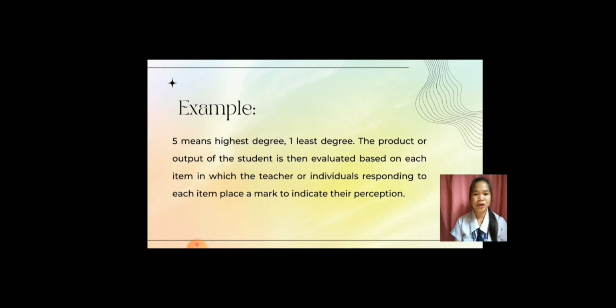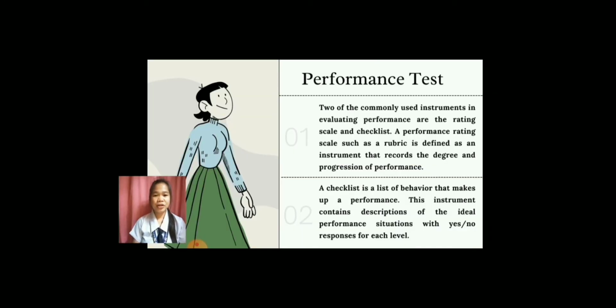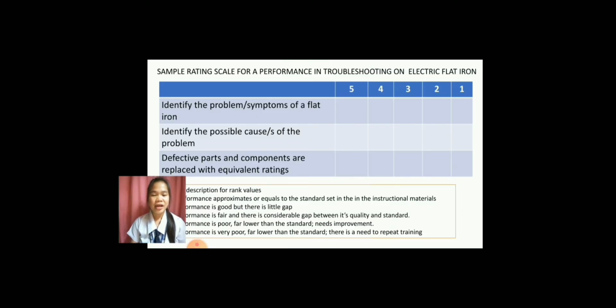The product or output of the student is then evaluated based on each item, in which the teacher or individuals responding to each item place a mark to indicate their perception. The next general category is the performance test. Two of the commonly used instruments in evaluating performance are the rating scale and checklist. A performance rating scale, such as a rubric, is defined as an instrument that records the degree and progression of performance. Here is an example of a rating scale.